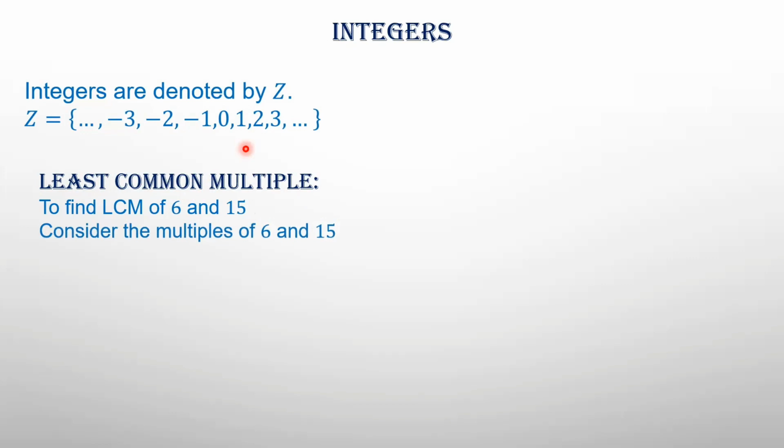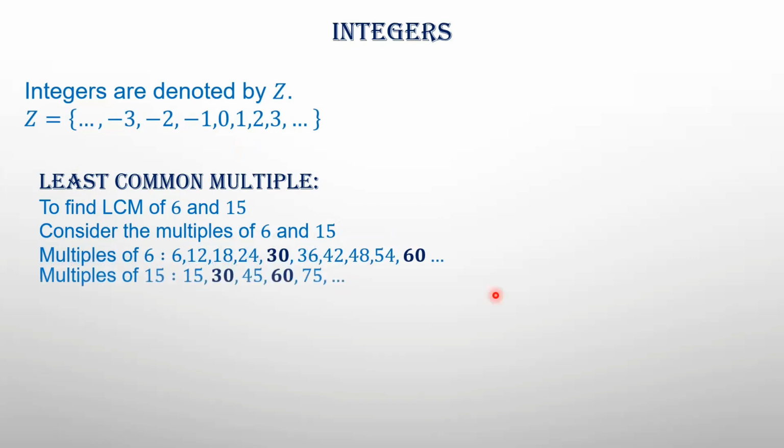For that, we have to consider the multiples of 6 and 15. We will write down the multiples of 6: 6, 12, 18, 24, 30, 36, 42 and so on. And multiples of 15: 15, 30, 45, 60, 75 and so on. That means we have to write the tables of 6 and 15.